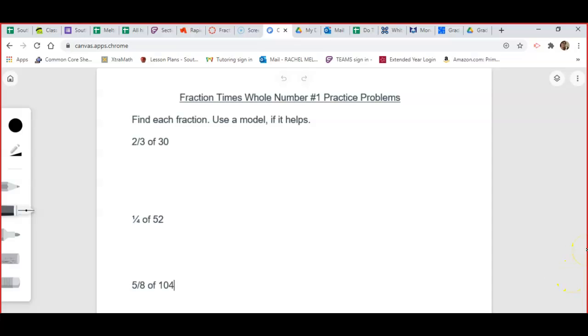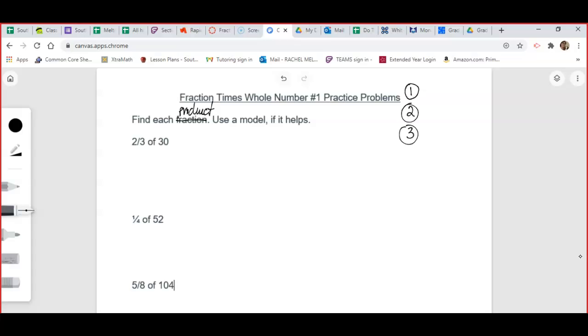Right, so we have 3 practice problems today, okay? And our direction says to find each, well, this shouldn't say fraction, this should say product. Find each product and use a model if it helps, okay? So I'm just going to write off to the side real quick a reminder of our 3 steps, okay?